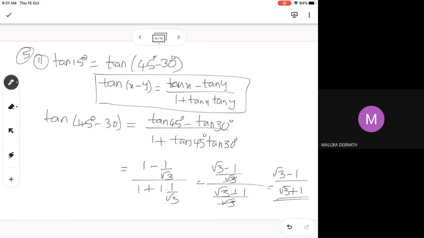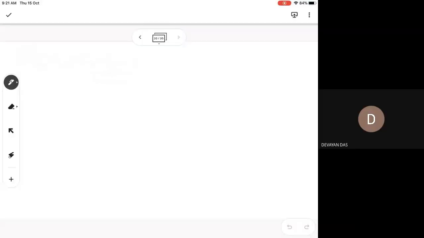Yes, sir. Like 15 degrees, for sine, cos, all the angles you can find. It's not very difficult for you to do that. Okay. Is it clear? Yes, sir.